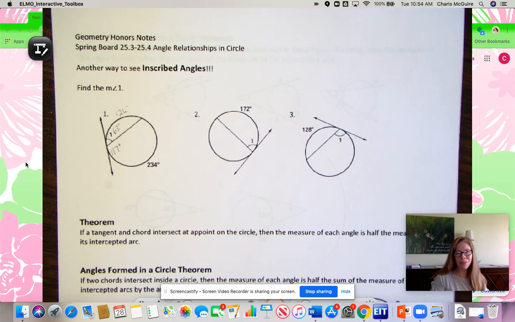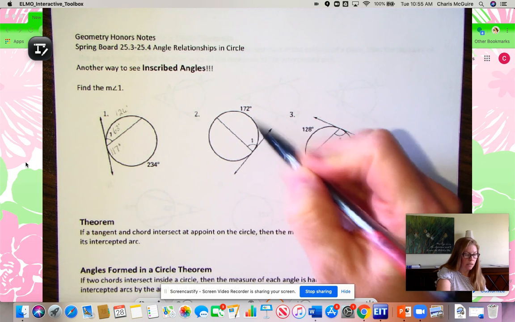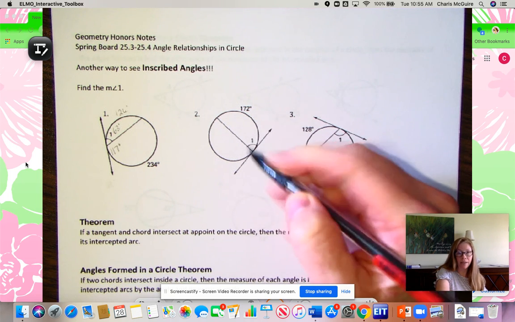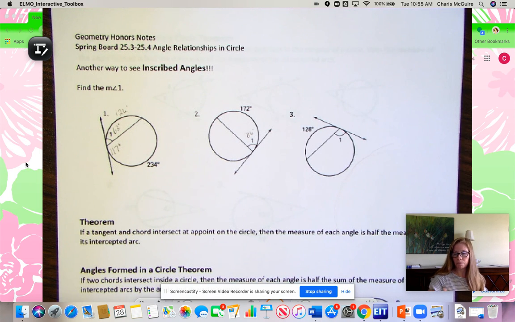All right. This one should have been a little bit easier. All you had to do is take the arc that angle 1 is intercepting, 172, and divide it by 2, giving you 86 degrees on that one. All right, number 3. Try out number 3, please. Okay, so for number 3, I got 116. How did you do?